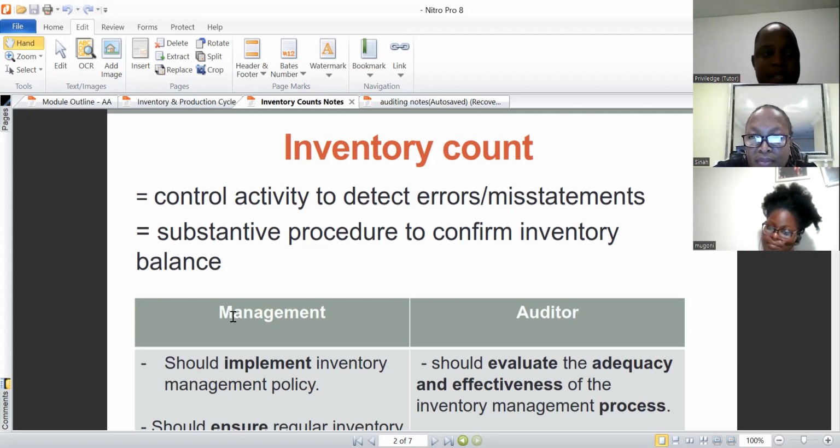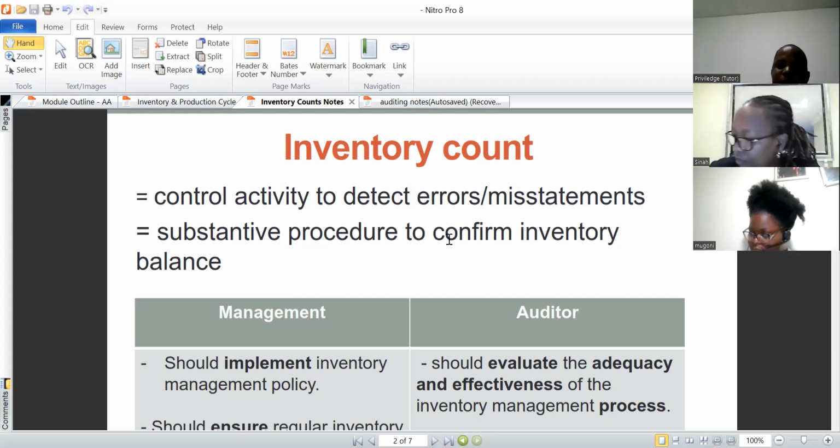And the moment it becomes intentional, it means that it's now a misstatement. There's manipulation taking place, or there's fraudulent activity taking place. The moment it happens like that, we have a problem. Then we call those misstatements or material misstatements. So they intentionally misstate the inventory records in their financial statements, or be it in their financial records.